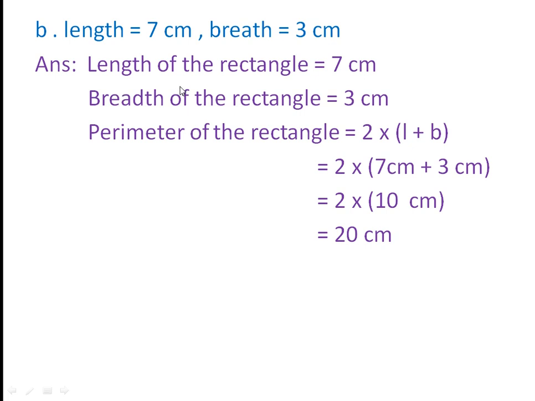First write down the statements. Length of the rectangle is equal to 7 centimeters. Breadth of the rectangle is equal to 3 centimeters. Perimeter of the rectangle formula. What is the perimeter of the rectangle formula? 2 multiplied by L plus B. See, first write down, in this bracket, lengths and breadths. Length is 7 centimeters plus breadth is 3 centimeters. 7 plus 3, 10 centimeters. 10 centimeters multiplied with 2 is 20 centimeters, the answer for the perimeter of the rectangle.